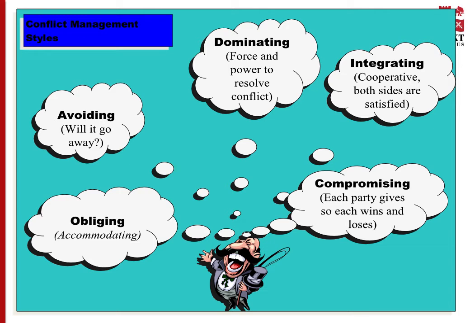Now, let's look at some different conflict management styles as depicted in this picture. However, all the styles mentioned here are probably not the best way to go about negotiating. Dominating negotiators are those who use force and power to resolve conflict. Integrating people are the cooperative ones. They seek to satisfy both parties. Compromising style of negotiation is where each party wins and also loses. Obliging negotiators are accommodating ones. And those who avoid negotiations are people who just wish for the problem to go away.